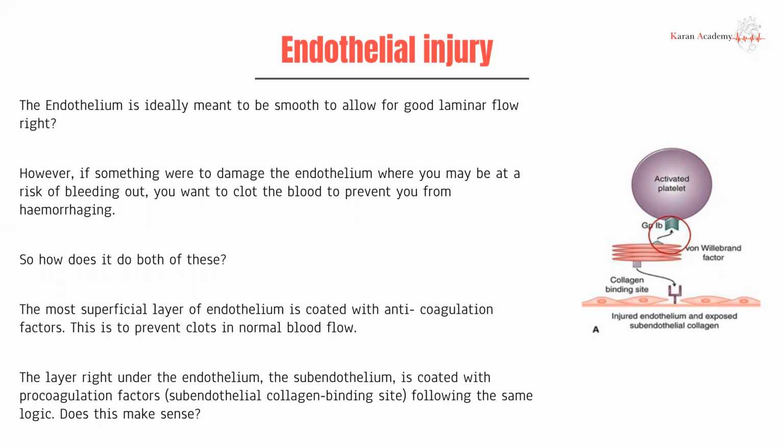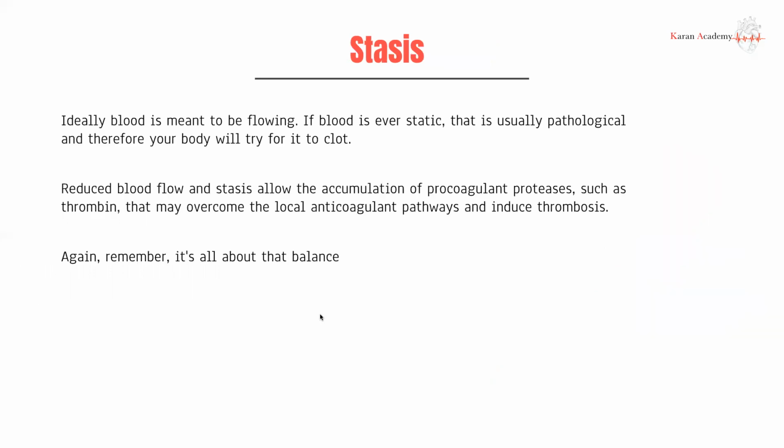And it's pathological, and therefore the subendothelium has procoagulatory factors, particularly the subendothelial collagen binding site, which binds to platelets through the von Willebrand factor, right? As you can see here. So you have this collagen binding site, which binds to one end. You also have the glycoprotein 1b, which binds to an activated platelet. That's how you have primary clot formation. I hope this makes sense so far. So the normal superficial layer is anticoagulant, and the subendothelial layer is procoagulant.